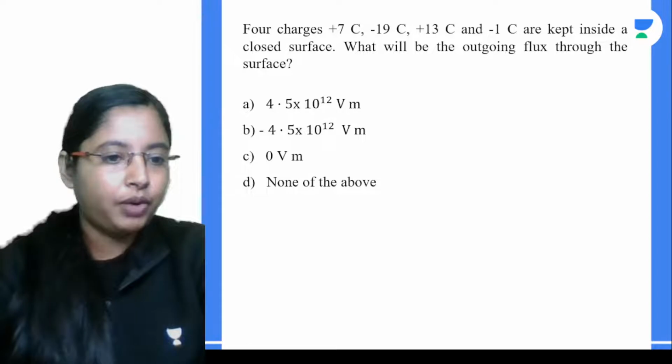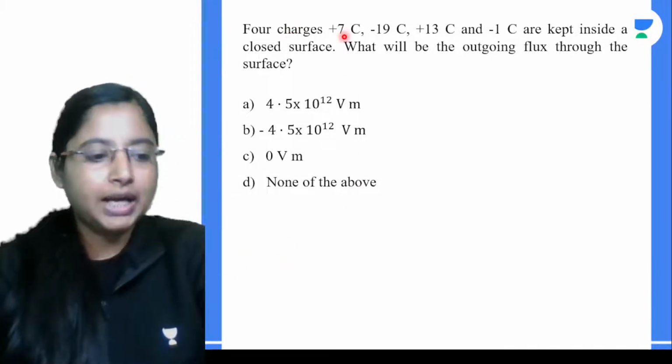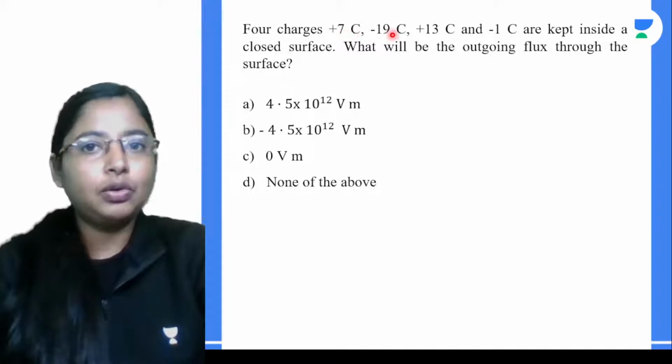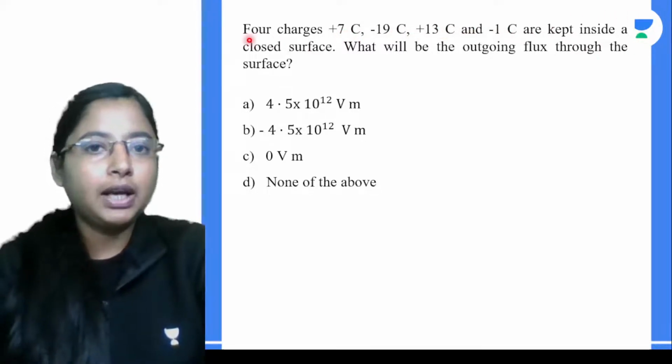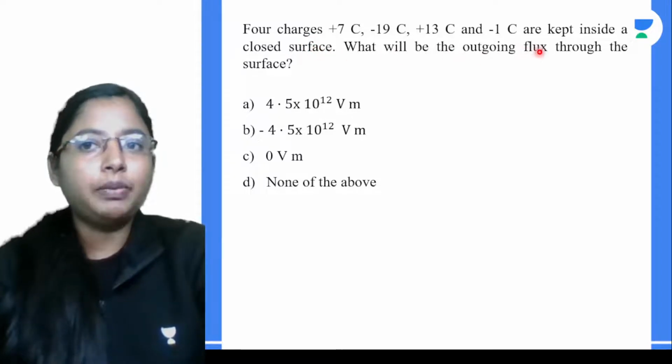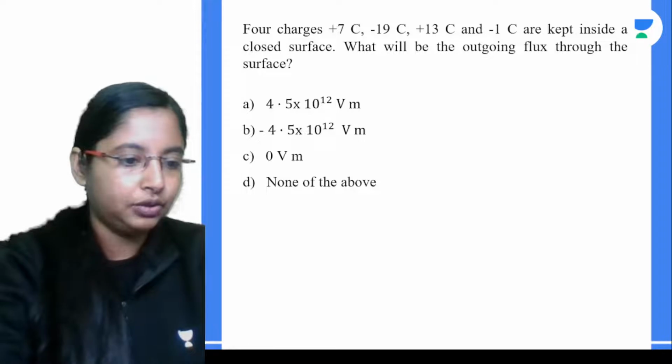Now let's do one more question. If you know the answer, you can give it in the chat box below. Four charges, plus 7 coulomb, minus 19 coulomb, plus 13 coulomb and minus 1 coulomb, are all kept inside a closed surface. What will be the outgoing flux through this particular surface? Again, if you know the answer, you can give it in the chat box.